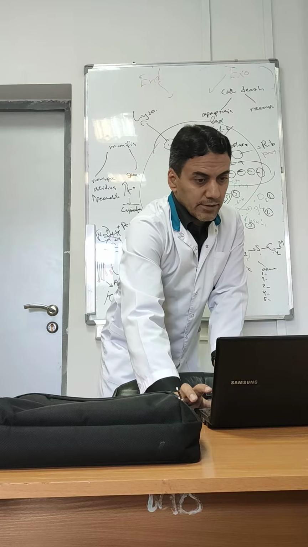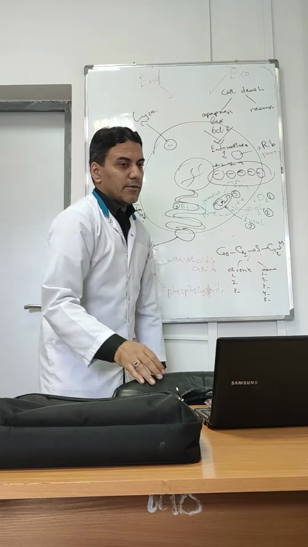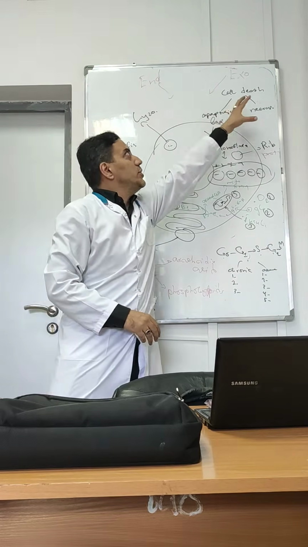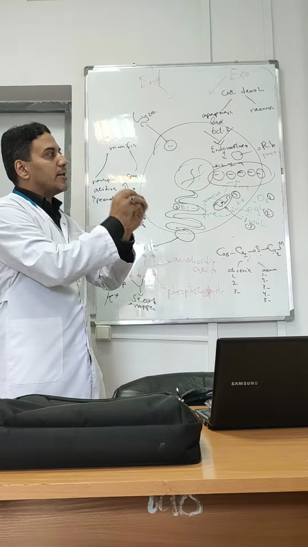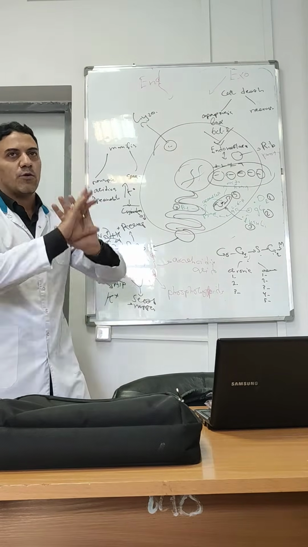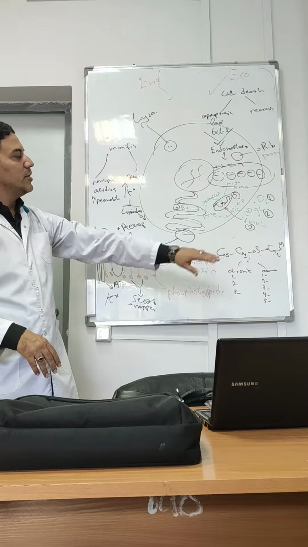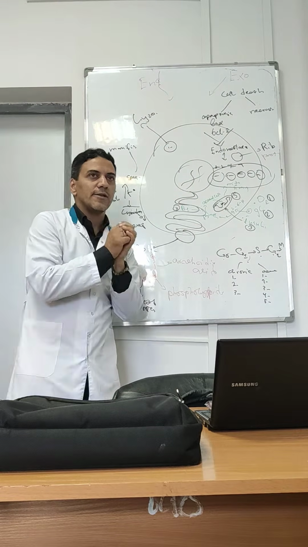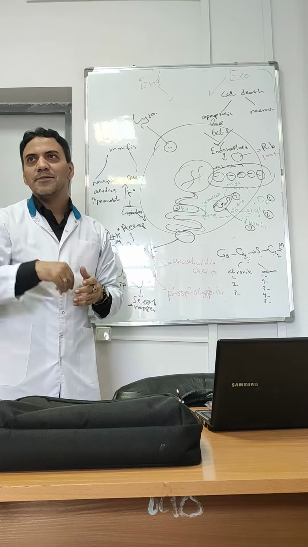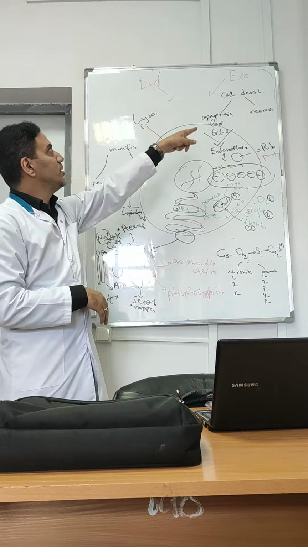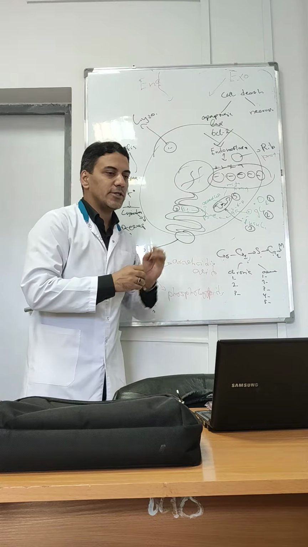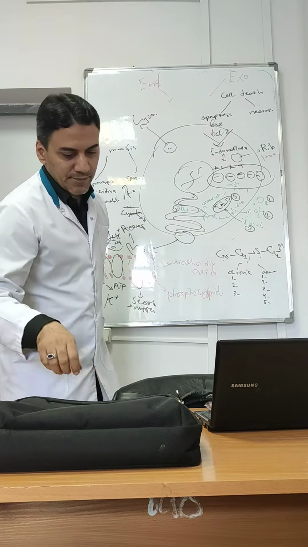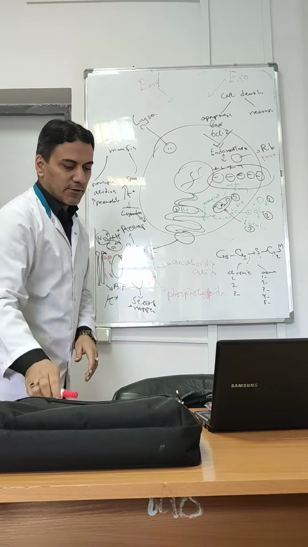Next information is the main. Now the question is how exogenous and endogenous factors can damage the cell. Again, how endogenous and exogenous factors can damage the cell. Which mechanisms of cell damage? There are five mechanisms of cell damage.